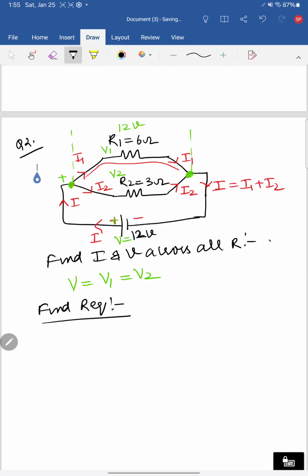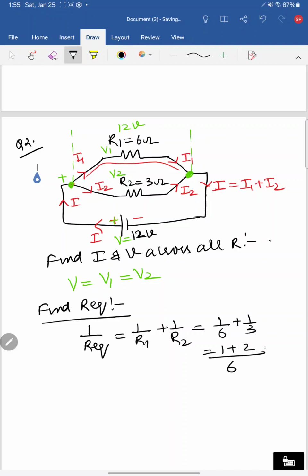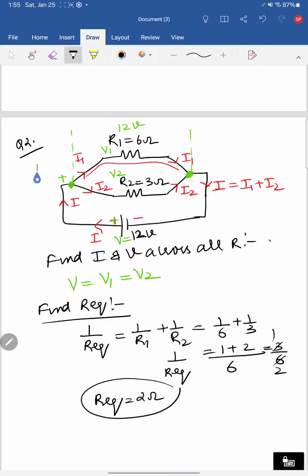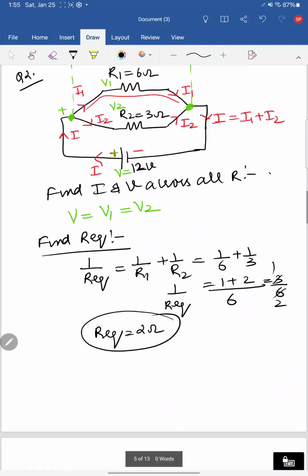So I told you that the first step always is find R equivalent. Find the value of R equivalent. When two resistors are connected in parallel, 1 upon R equivalent will be equal to 1 upon R1 plus 1 upon R2. That gives 1 upon 6 plus 1 upon 3. It will be 6. It will be 1 plus 2. That is 3 by 6. So this is the value of 1 upon R equivalent. So it will be 1 by 2. So R equivalent will be 2 ohm. Right? That's the value of R equivalent.